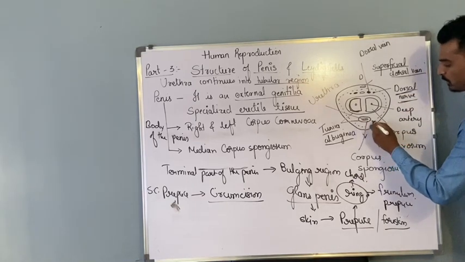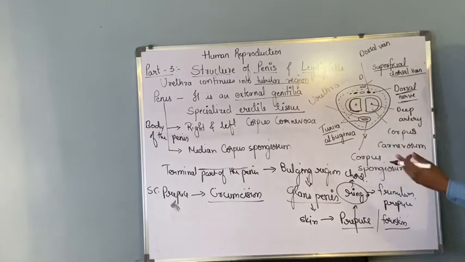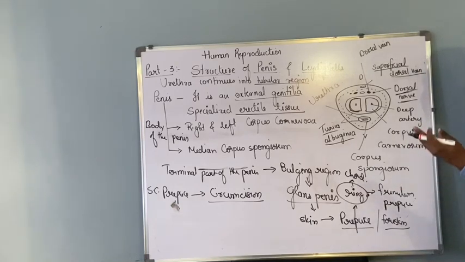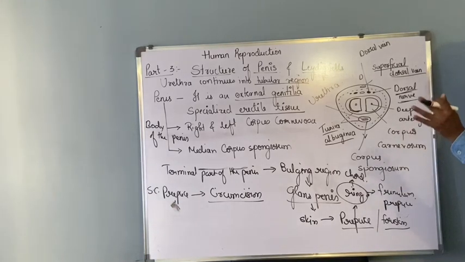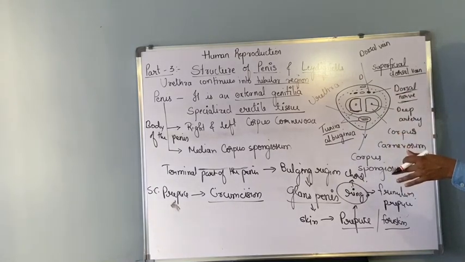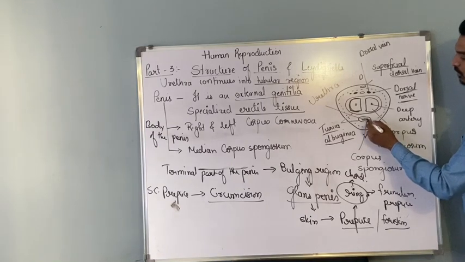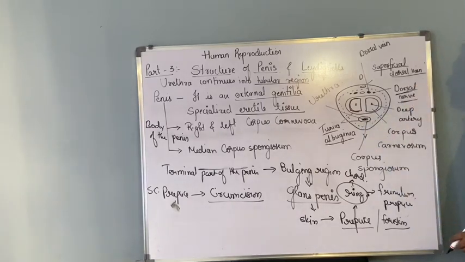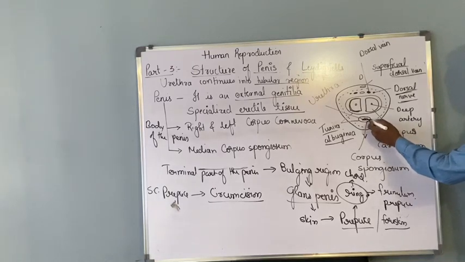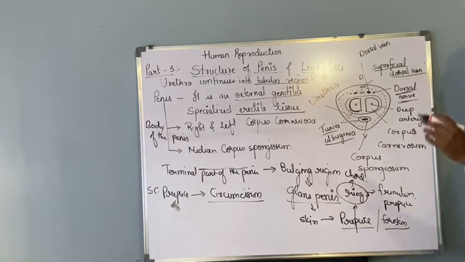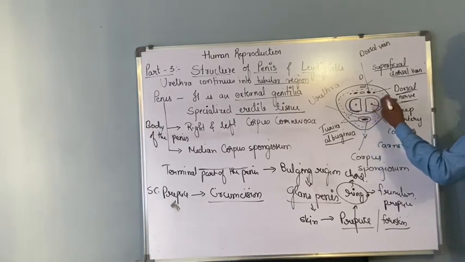And the urethra. Which part of the erectile tissue does the urethra pass through? It is the corpus spongiosum, the region which covers the entire urethra. Where is the urethral opening, or urethral orifice, situated? In the corpus spongiosum. In the middle you will see the urethra, and both the corpus cavernosum and corpus spongiosum are covered by tunica albuginea.